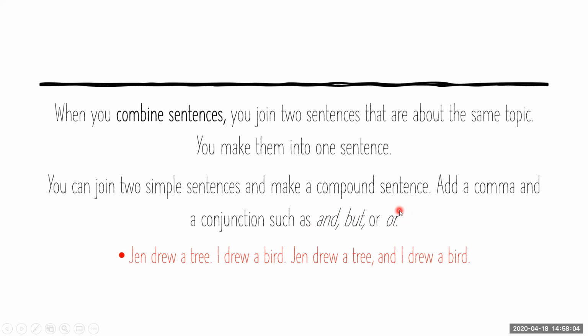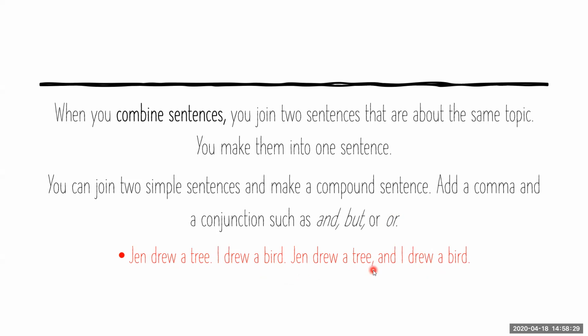We did conjunctions in the first semester. We did it a few weeks ago as well. So this should not be unfamiliar to you. And remember, the rule with any conjunction is you place a comma before the conjunction and then you place the conjunction. So let's have a look at the example. Again, the sentence is Jen drew a tree. I drew a bird. We are combining the two sentences. So we say Jen drew a tree, and I drew a bird.